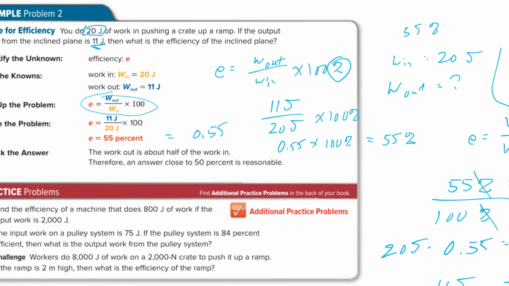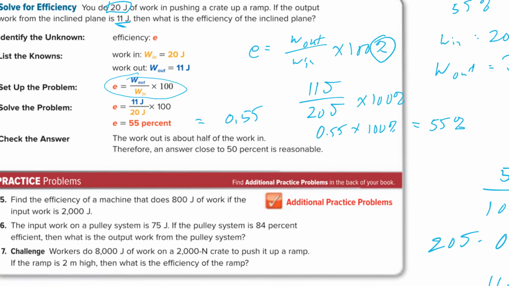Okay, so again, our equation over here is efficiency. So efficiency is equal to work out divided by work in times 100%.